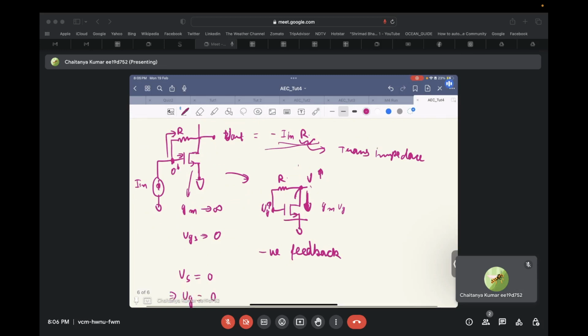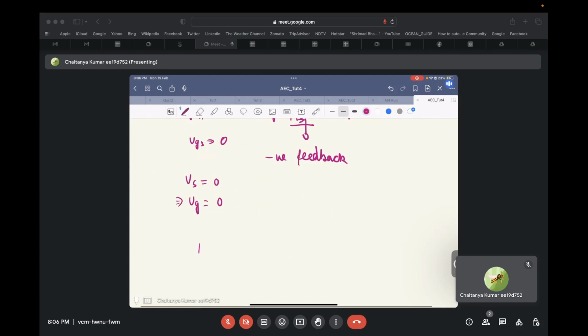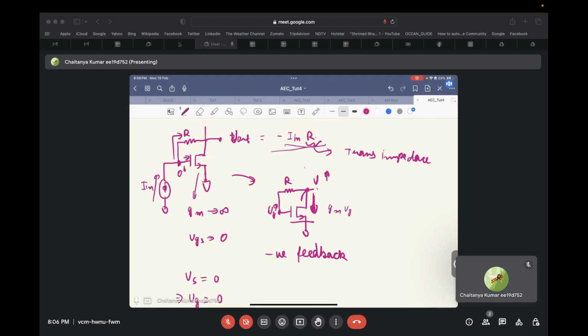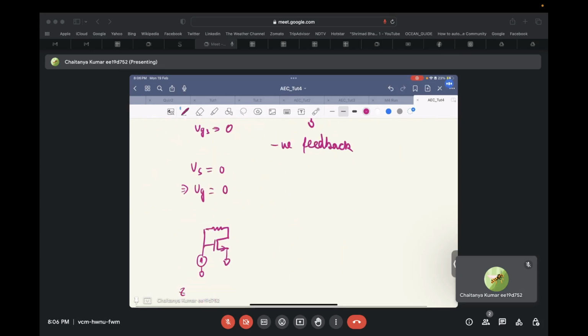Now let's see if its impedance is as required. So this is the circuit that we had. If we try to push any current into this circuit, no matter what current we push, the source voltage, the gate voltage will be fixed to zero. And if the gate voltage is fixed to zero, that means any current that I push won't change the voltage at the gate input side. So our input impedance is equal to 0.